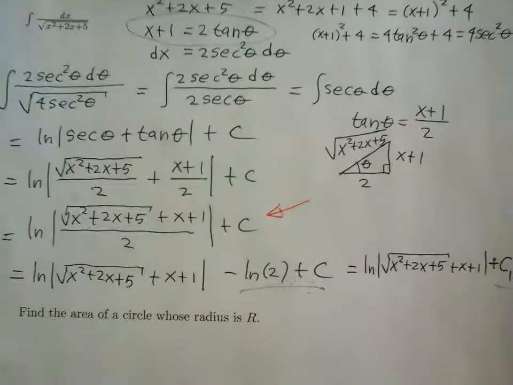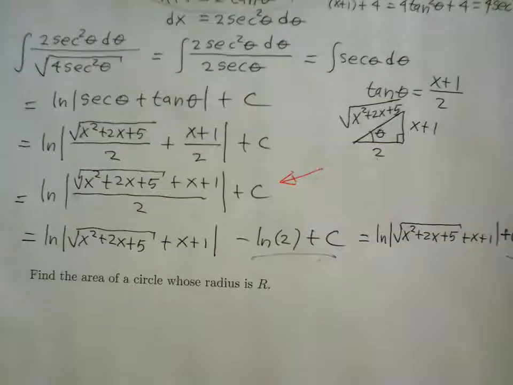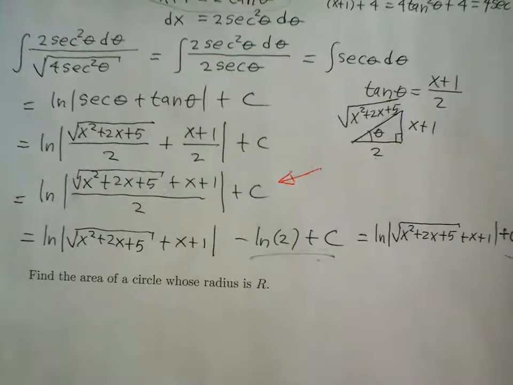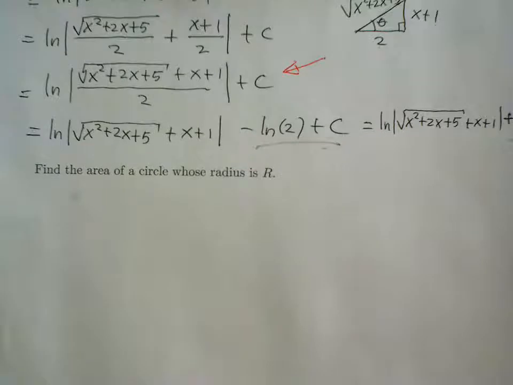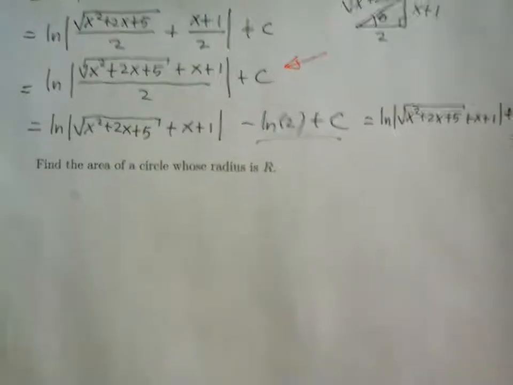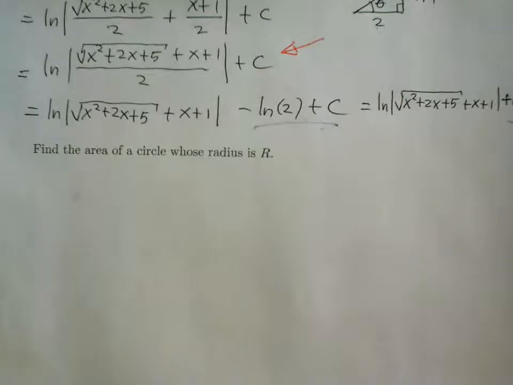Okay, the next one, find the area of a circle whose radius is capital R. Well, we already know what the area of that circle is, but we're going to use a trig substitution and, in effect, derive the formula for the area of a circle whose radius is R. So, any ideas on how to start?